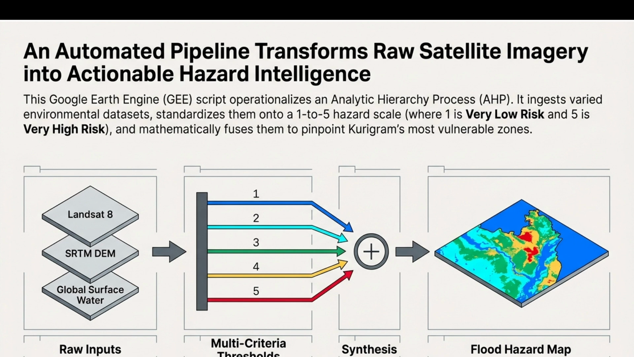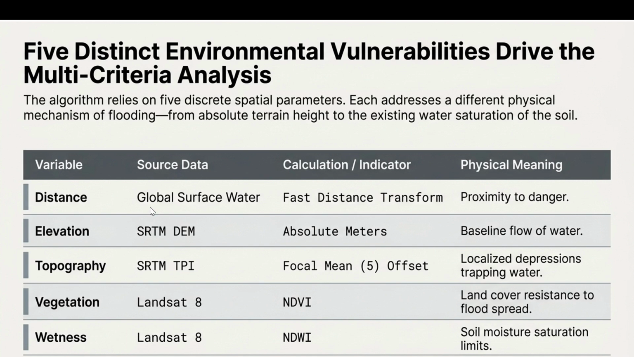Okay, so if you check, we simply apply different types of raw input: Landsat 8 data, SRTM, global surface water data. Not only that, also a lot of data, and then we simply create the multi-criteria threshold value for every dataset, and we simply synthesize them and create the flood hazard mapping. So if you check, we get the 5 distinct environmental vulnerability factors that drive the multi-criteria analysis.